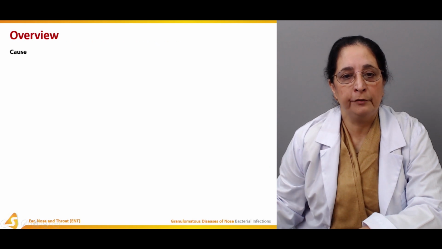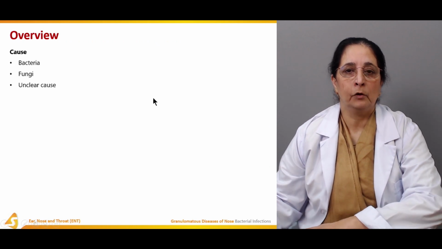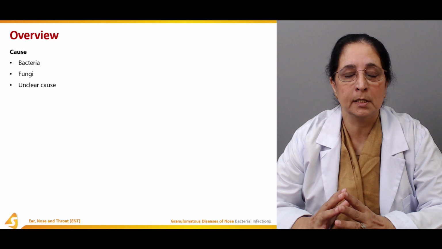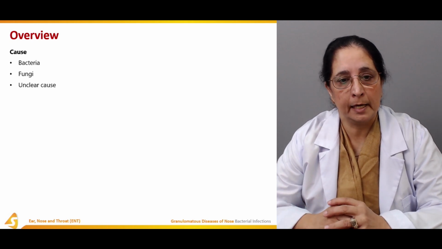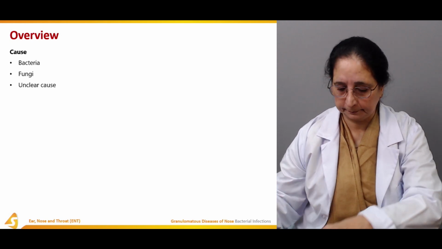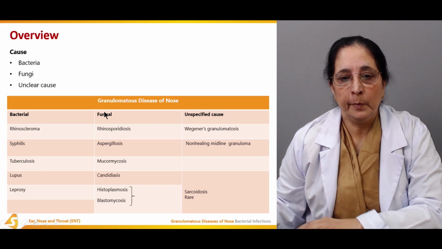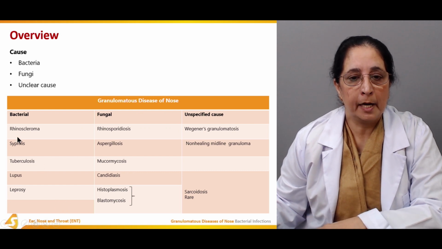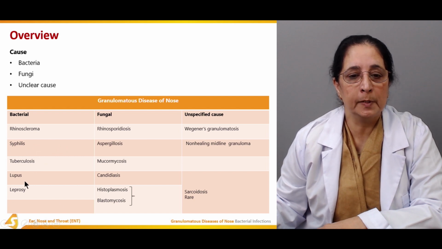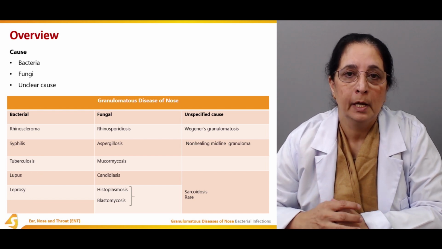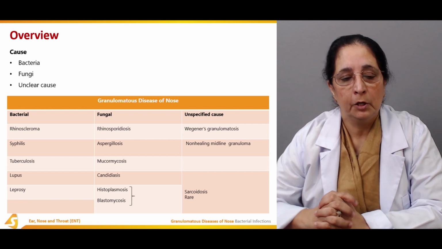So first, the overview. Causes of granulomatous diseases of the nose can be bacterial causes, it can be fungal causes, and also some unclear causes of granulomas of the nose. The bacterial causes can lead to rhinoscleroma, syphilis, tuberculosis, lupus, and leprosy. All these are the bacterial causes that can lead to granulomatous disease of the nose.